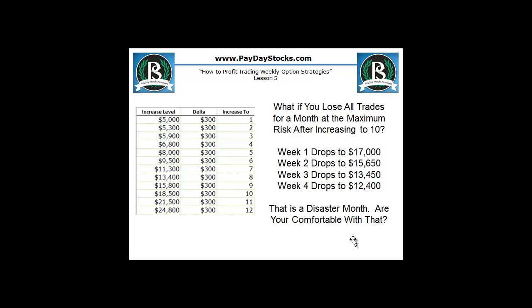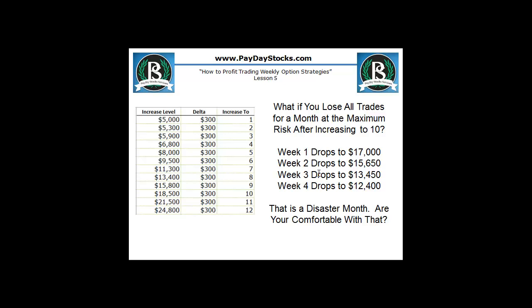Here's a disaster month. Are you comfortable with that? Well, you're still making money, right? So you've more than doubled your account. Even after a disaster month, after 10 months of trading this and then having a disaster month, you've still more than doubled your account during that 10, 11-month period. So, you have to ask yourself those kinds of questions.